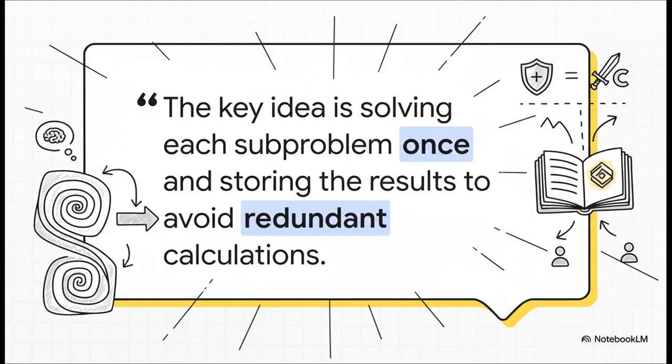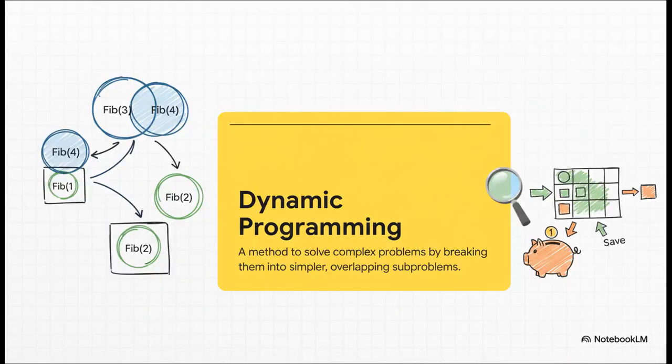The whole strategy is captured perfectly right here. Solve each little problem once and just store the result. I mean, think about it. What if the first time we solved for Fibonacci of 3, we just jotted down the answer on a little notepad? The next time we needed it, we could just look it up instead of doing all that work again. So this whole concept has a name: dynamic programming. It was actually developed by a brilliant mathematician named Richard Bellman way back in the 1950s.